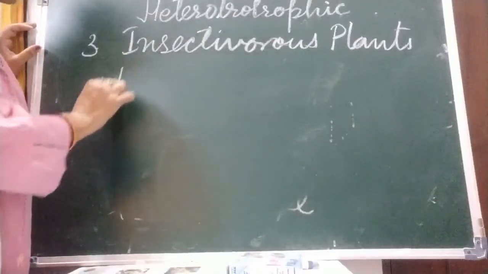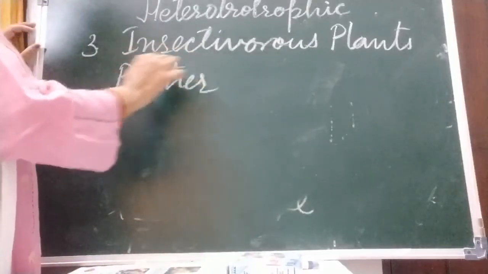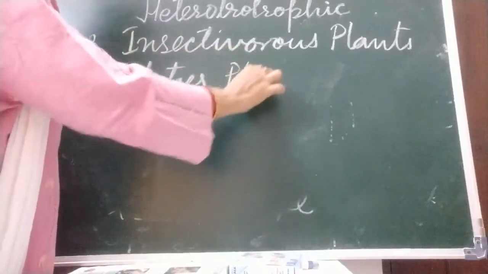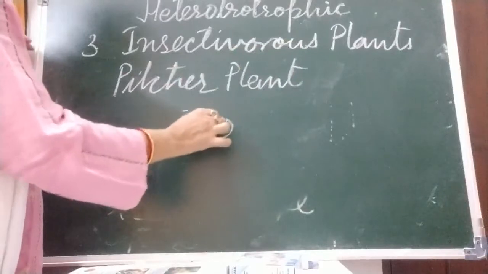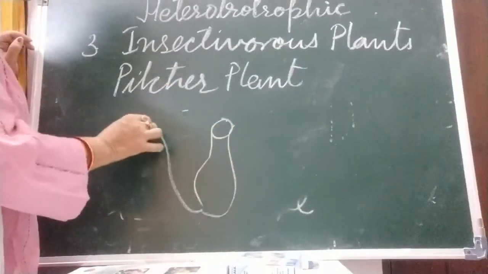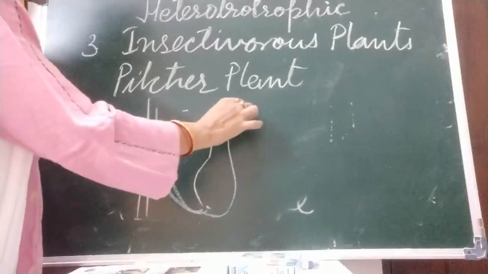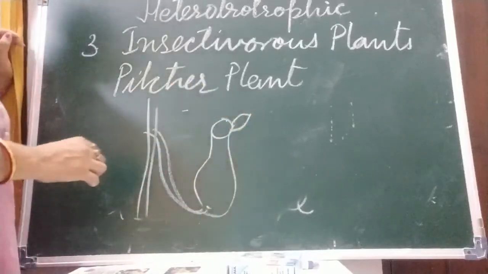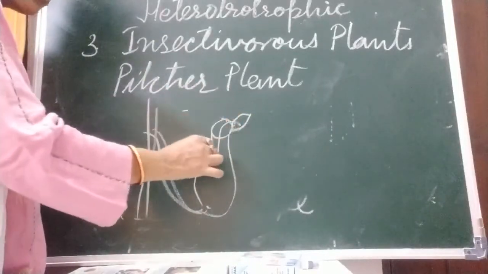Pitcher plant. This is also an insectivorous plant. The shape is like a pitcher. The leaves turn into the pitcher shape. And this is the lid. Any insect that comes and sits on the lid, what happens? It slips down.